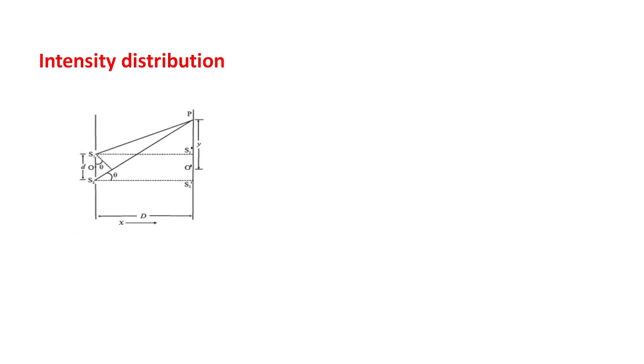To solve this intensity distribution, let us consider this figure. Here the two point sources S1 and S2 are separated by distance small d. The waves which are emitted from these two sources are given by the equations E1 is equal to E0 sin omega t and E2 is equal to E0 sin (omega t plus phi). Phi is the phase difference between these two waves.